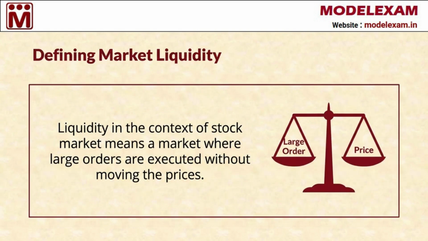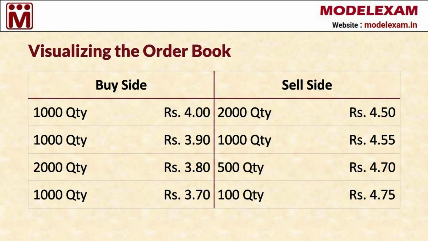Before we talk about costs, we must understand liquidity. In the stock market, liquidity refers to a market where large orders can be executed without moving the prices. If you can buy or sell a lot of shares without the price changing much, that market is considered highly liquid. To see how this works, we look at an order book.